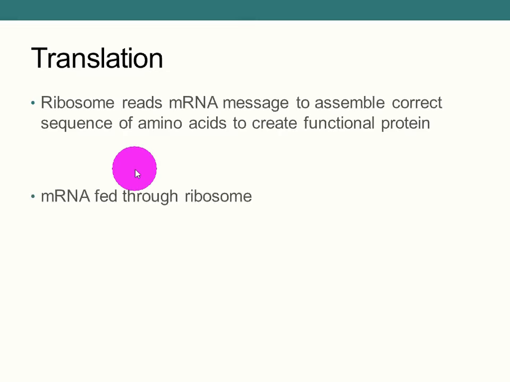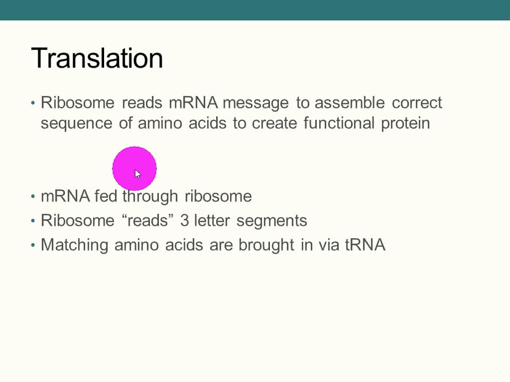So what happens, in a summary, is you have your piece of mRNA, and it goes into the ribosome, and it gets fed through the ribosome, and the ribosome looks for those 3 letter segments, those codons. And what it does is it finds one, and then it looks for the tRNA, the tRNA that would go with it.